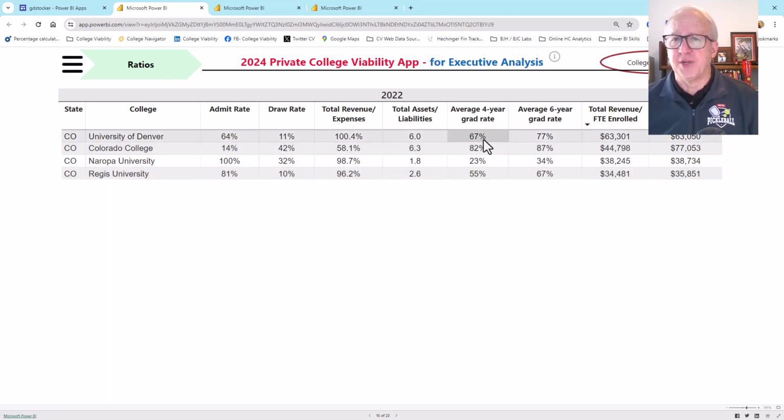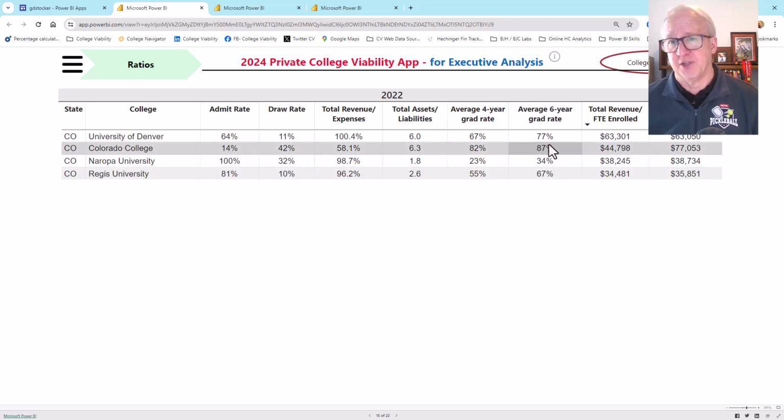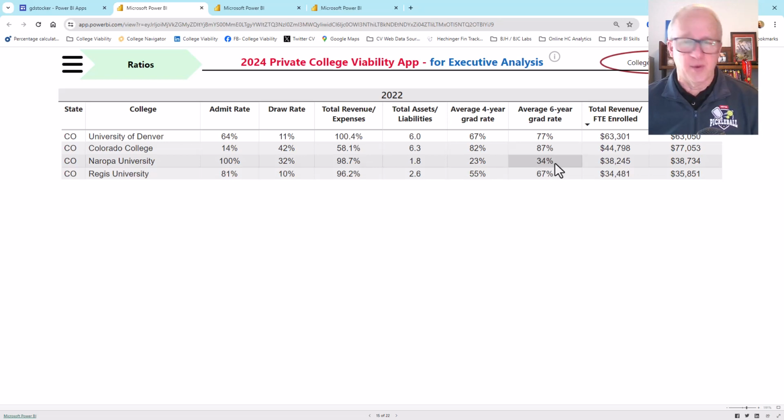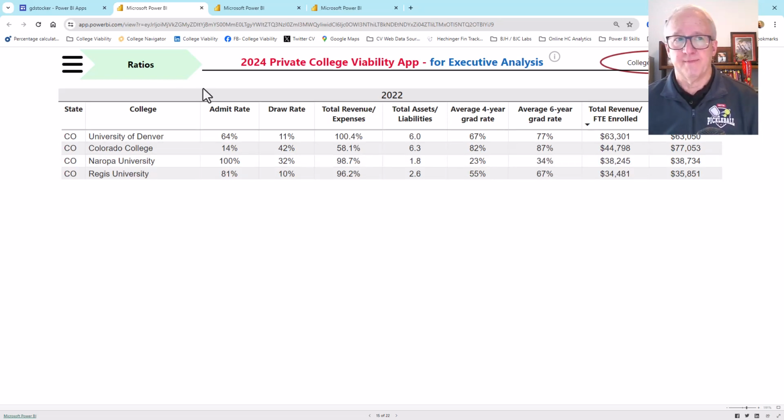And the 4-year graduation rates, it's really important. We do 6-year graduation rates as well. Our threshold for that is 70%. And again, 2 of the 4 make it easily. We're just not that far off. Again, Naropa only graduates 34 out of every 100 students that started there after 6 years.